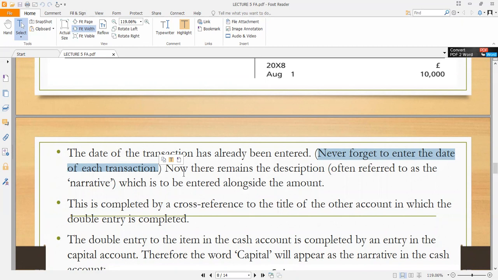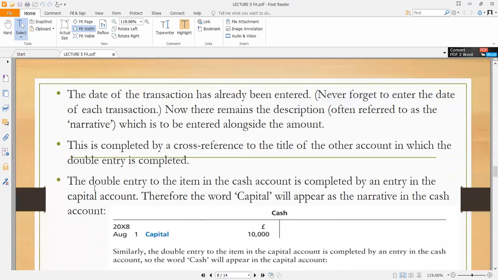Now, there remains the description, often referred to as the narrative. Each part that is done needs to have its narrative, which is entered alongside the amount. This is completed by a cross reference to the title of the other account in which the double entry is made. The double entry to the item in the cash account is completed by an entry in the capital account. Therefore, the word capital will appear as the narrative in the cash account.